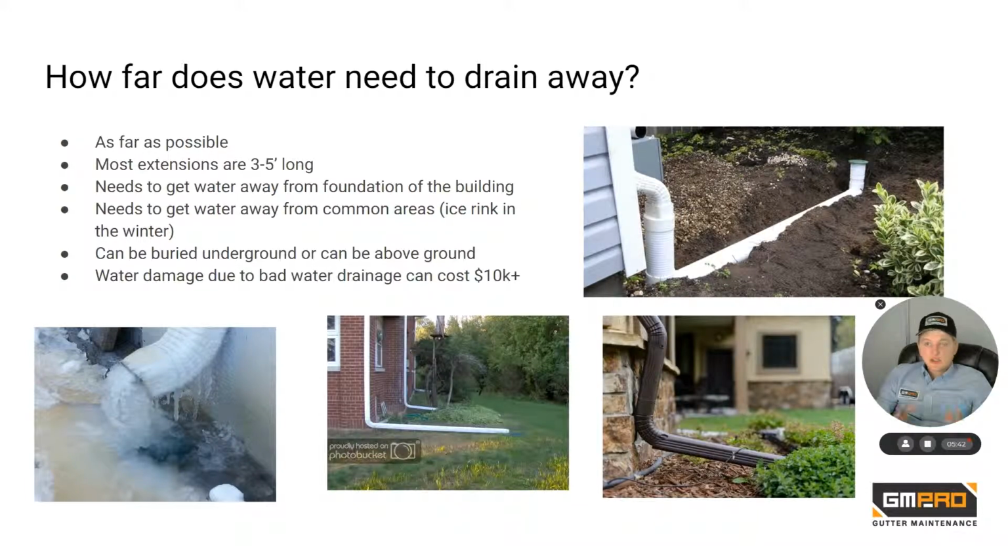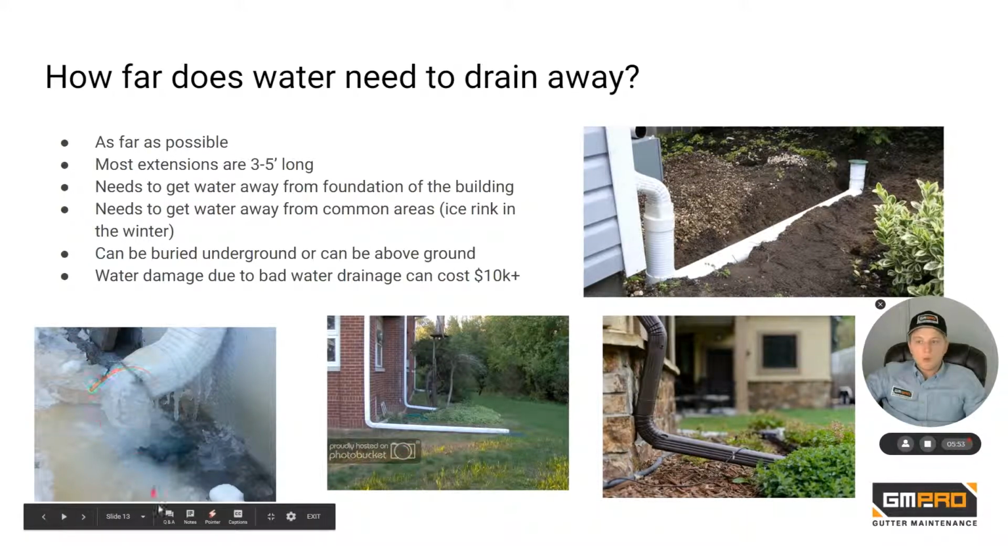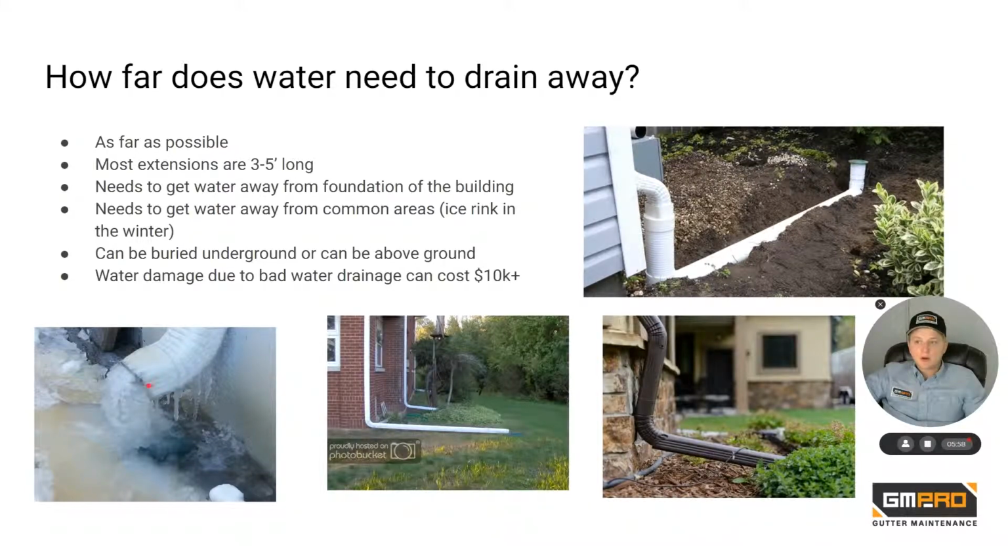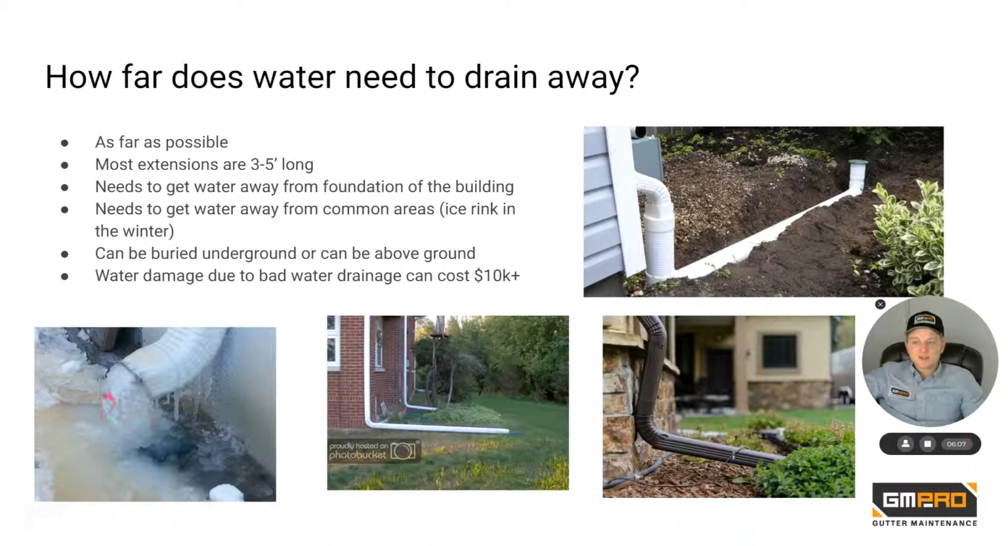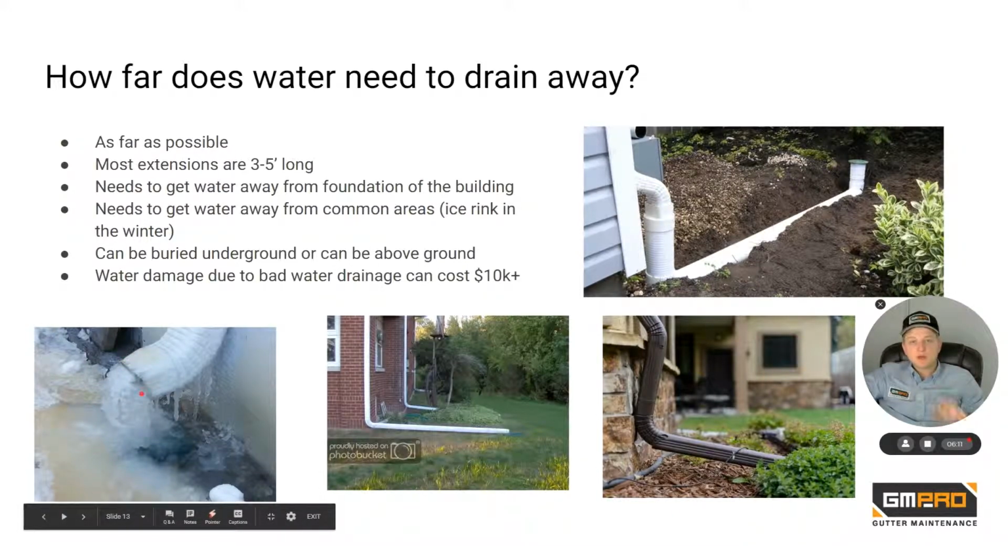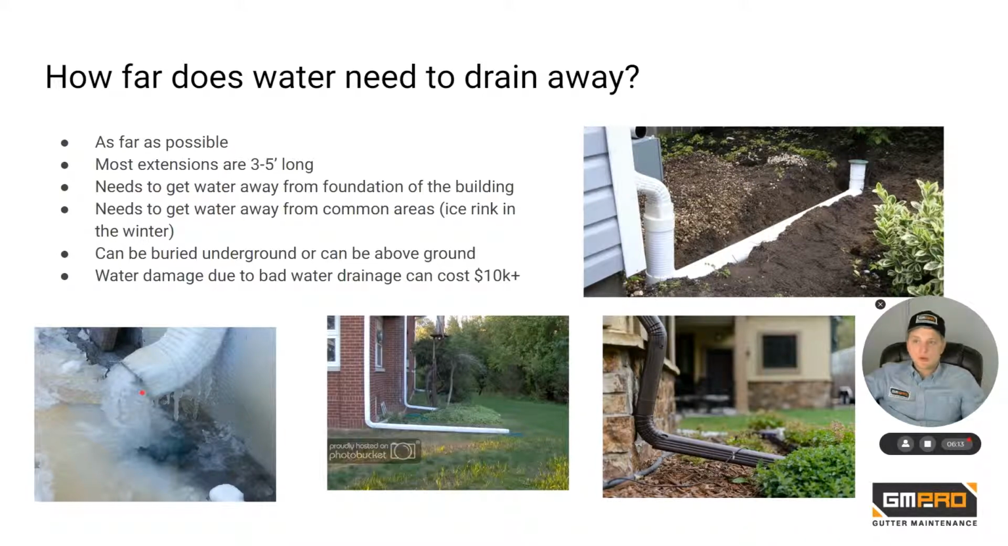Now, most extensions are 3 to 5 feet long. They need to get water away from the foundation of the building and from common areas, like an ice rink in the winter. As you can see here, this is probably a walkway, and there is no extension on this downspout elbow right here. So all that water freezes and accumulates right over here, and in the winter that becomes a skating rink, and it's a safety hazard. So all this water needed to be captured inside of a downspout extension and drained further away.